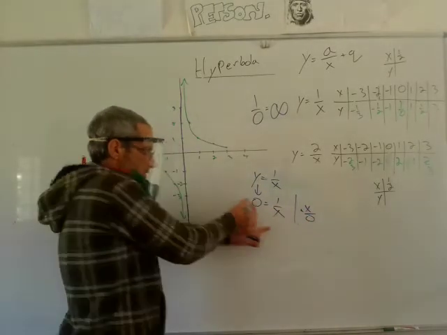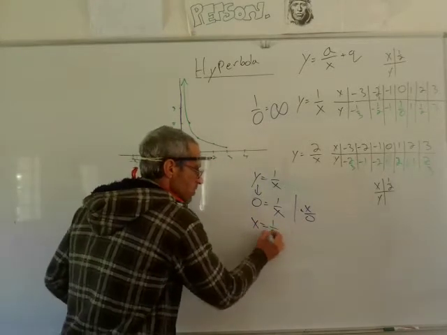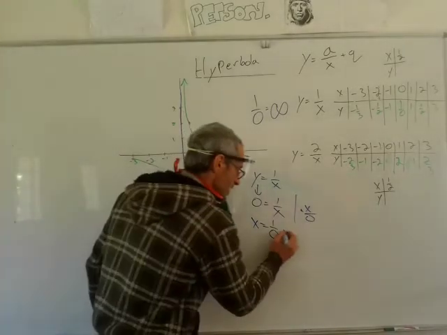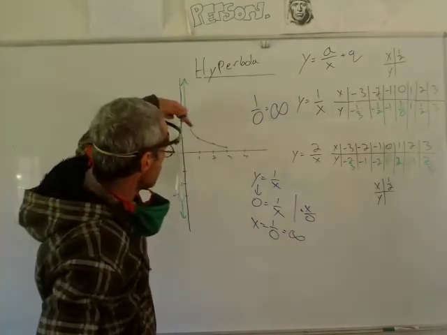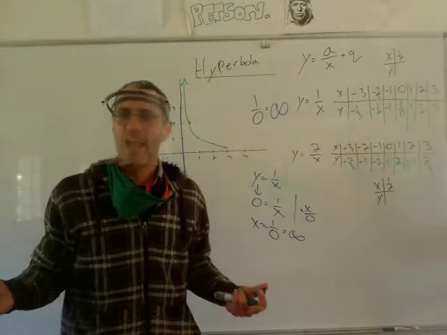So I'm going to swap the 0 and the x places. So x equals 1 over 0. What is 1 over 0, we just said? Infinity. In other words, the intercept is only going to happen when x is infinity. In other words, it's never going to happen.